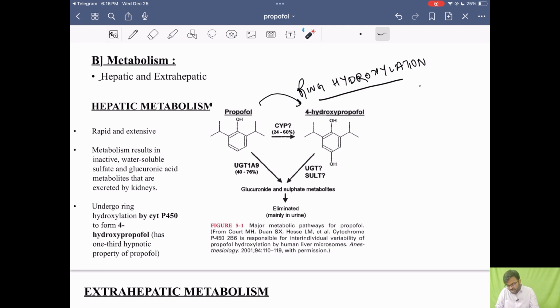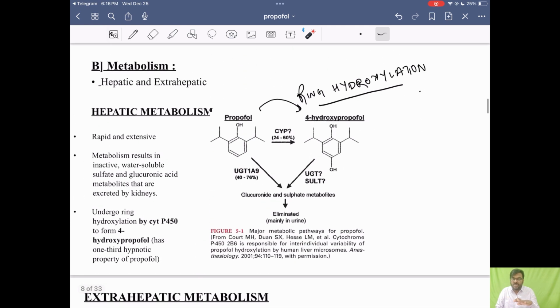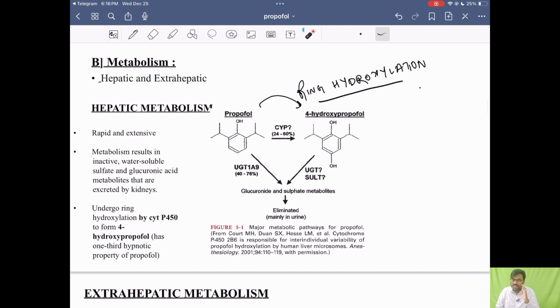Okay. So this is an overview of hepatic metabolism. This is extremely important to understand. Propofol is converted to glucuronide metabolites, and these glucuronide metabolites are eliminated in urine. The metabolism is extremely rapid and extensive, and one pathway is ring hydroxylation, which leads to formation of 4-hydroxypropofol.